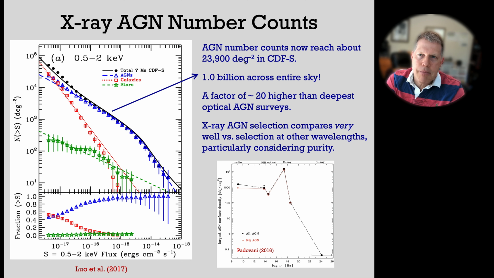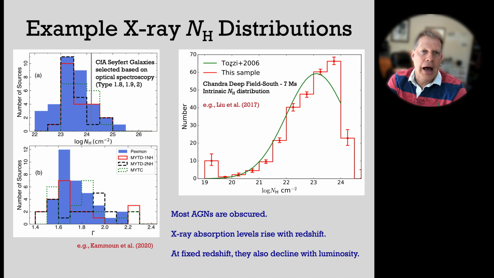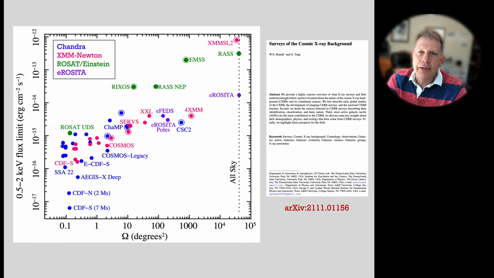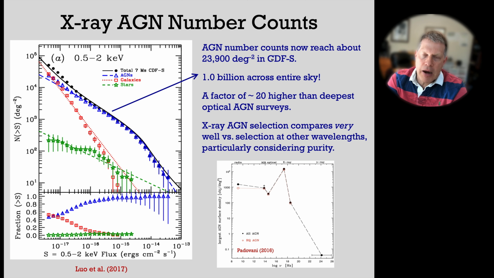And so the X-ray method finds considerably more AGNs on the sky per square degree than, for example, the deepest optical surveys. The reason why that's possible is, again, because you find the obscured systems, you don't have this dilution by starlight effect, and that lets you home in on the AGNs very effectively indeed. And we, in fact, have found about, if you take this number and scale it up over the entire sky, we expect there to be about 1 billion X-ray AGNs at this very faint flux level over the entire sky. And as I've said, this is about a factor of 20 times higher than the deepest optical AGN surveys.